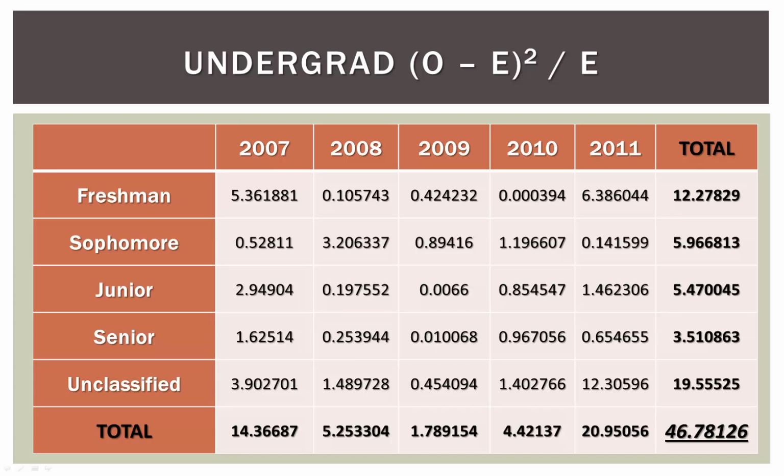Now, if you remember from Excel, that's exactly what we found our chi-square statistic to be. So again, this is just reaffirming that our chi-square statistic in Excel was 46.78126.